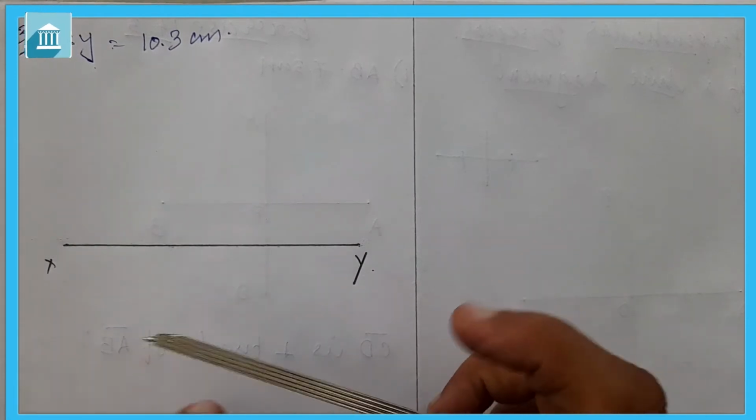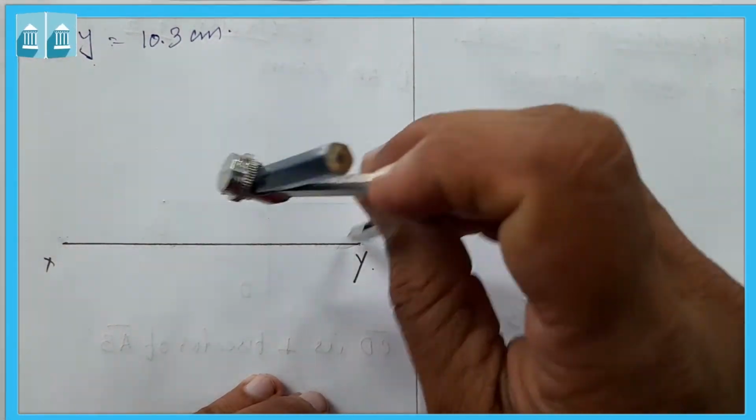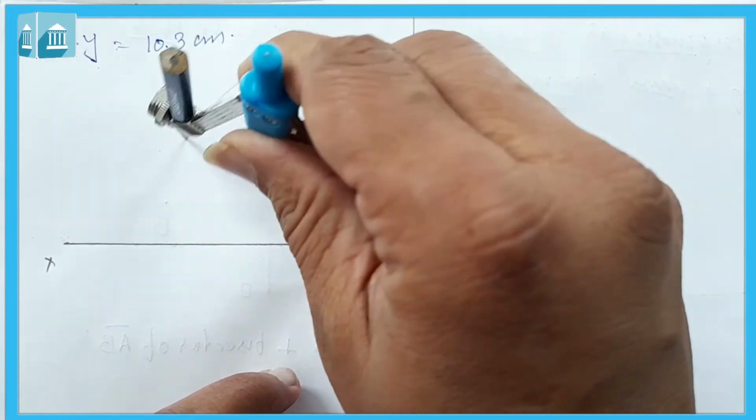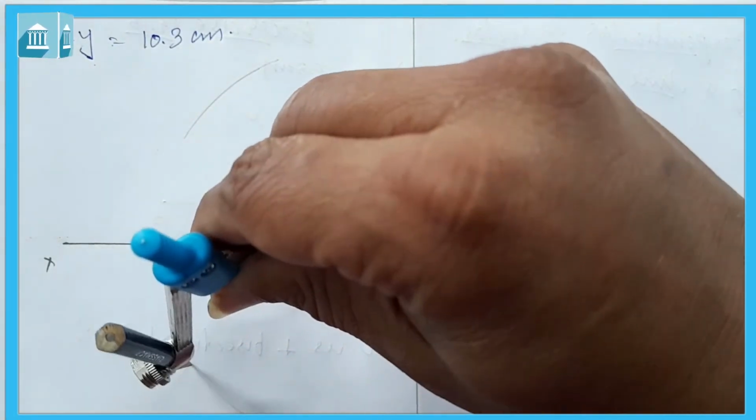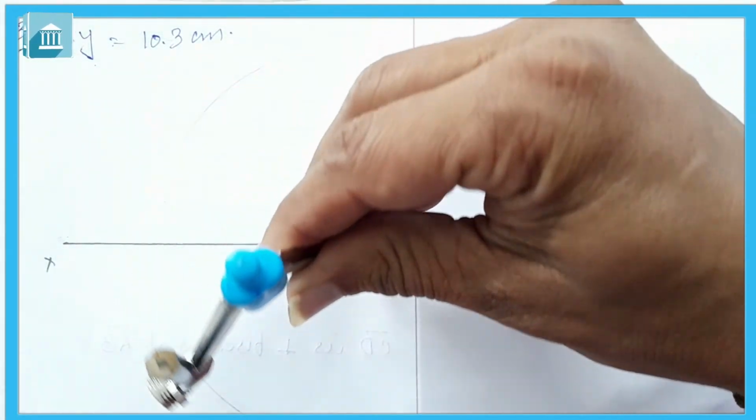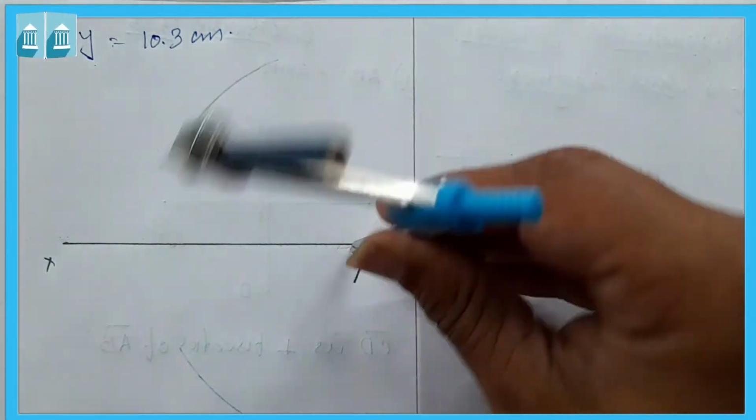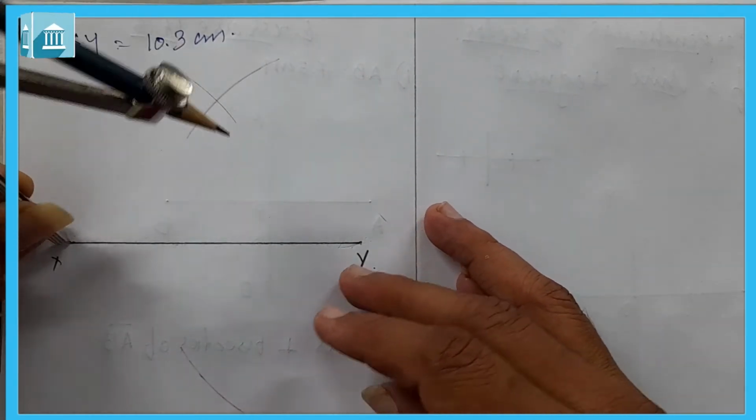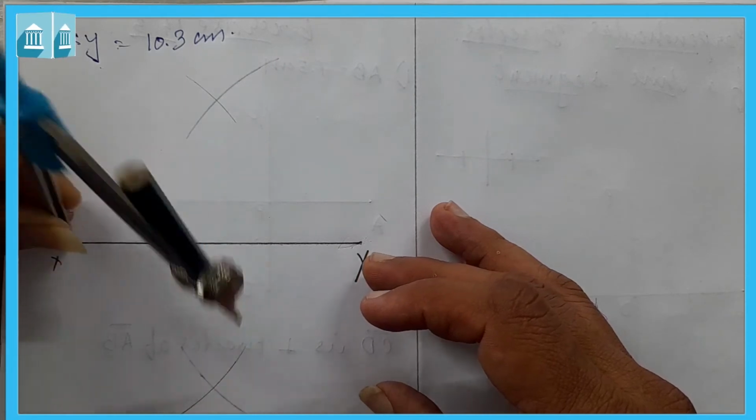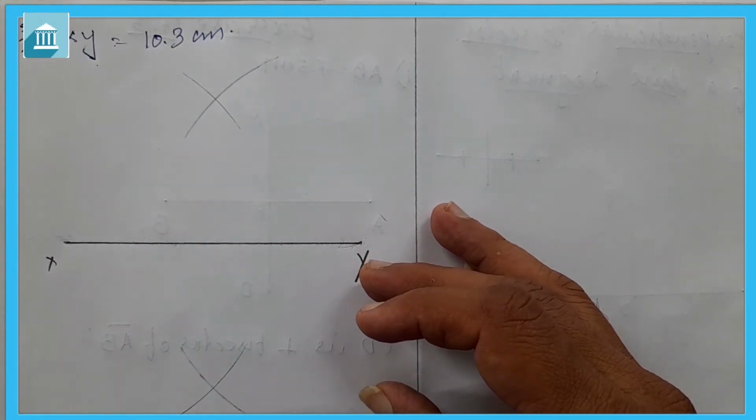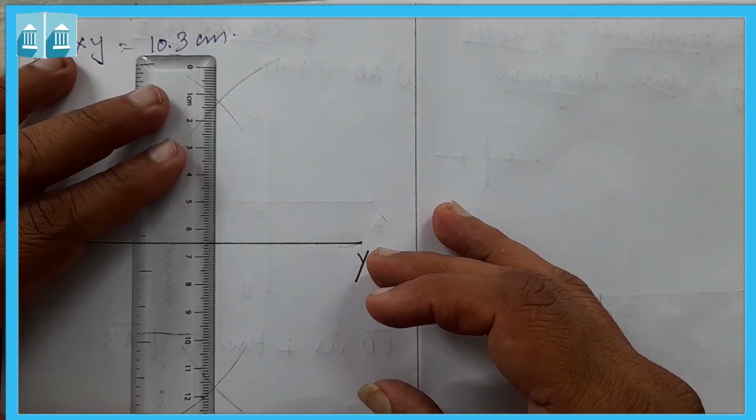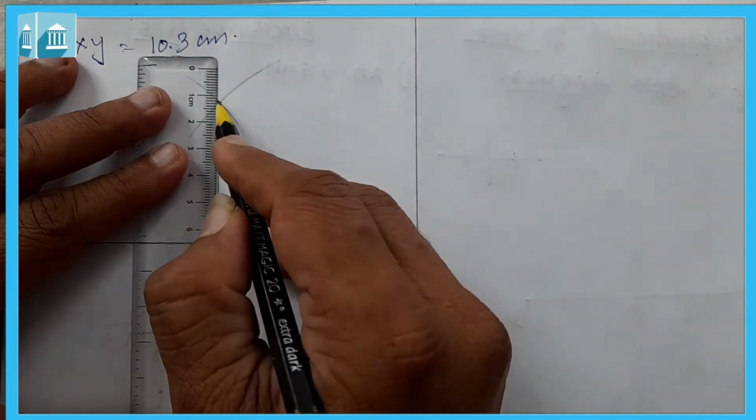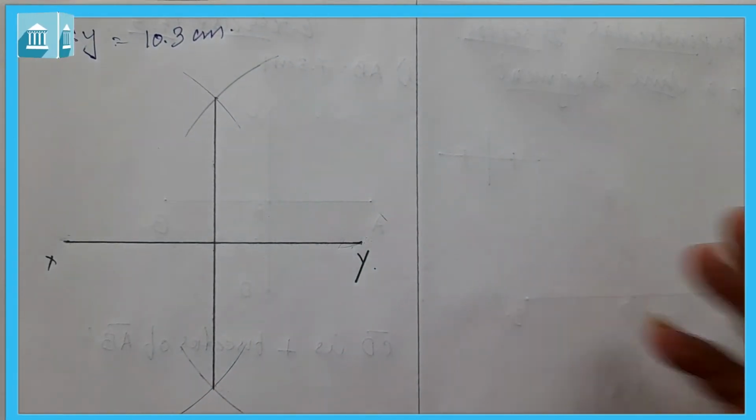Now again with the help of compass, with radius more than half and center Y, we can draw one arc here and one arc here, like this. On both the sides we can draw an arc. Then with the same radius and center X, we can draw this. Now this is our perpendicular bisector. We can say this is the perpendicular bisector to line segment XY.